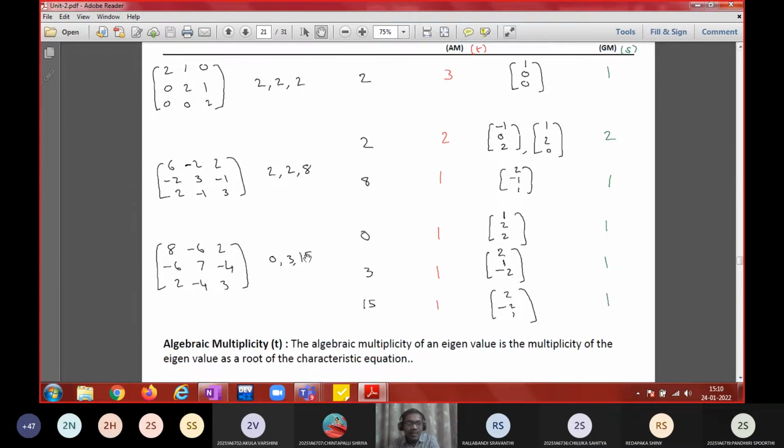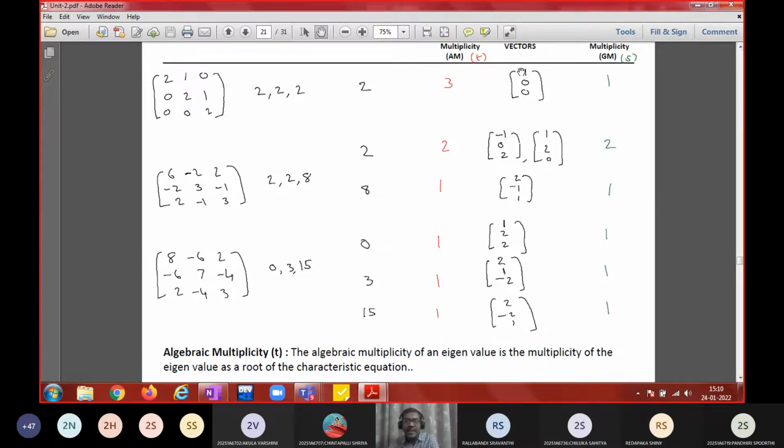Similarly, if all the eigenvalues are distinct, with 0, 3, 15 occurring only one time, the algebraic multiplicities are 1, 1, 1 only. Corresponding to each eigenvalue, you will be getting eigenvectors like this. That means the geometric multiplicity is also 1. There is a result saying that geometric multiplicity cannot exceed algebraic multiplicity. That means if AM is 1, then GM has to be 1.